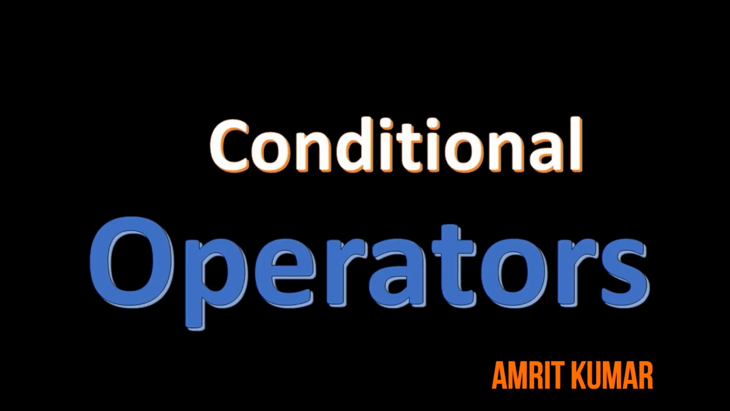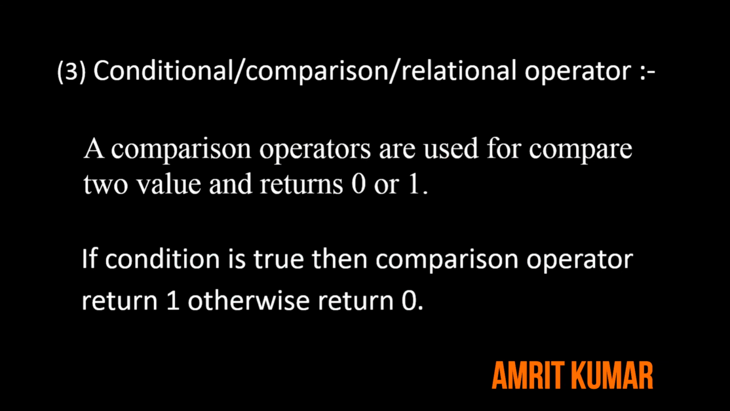Conditional operators. A conditional, comparison, or relational operator means that you are finding a condition. If you find it true, then the output is going to be 1, and if you find it false, then the output is going to be 0. Comparison operators are used to compare two values and return 0 or 1. If the condition is true, the comparison operator returns 1, otherwise it returns 0.